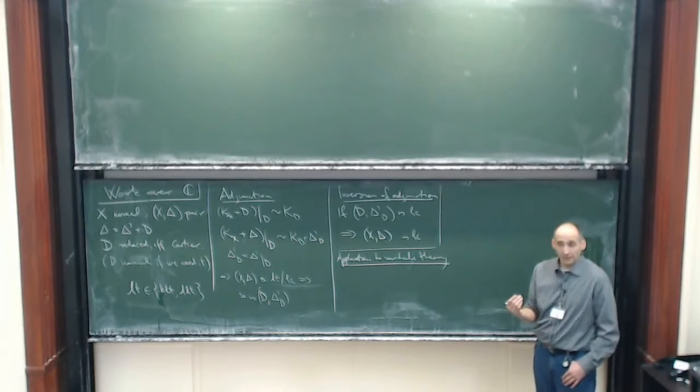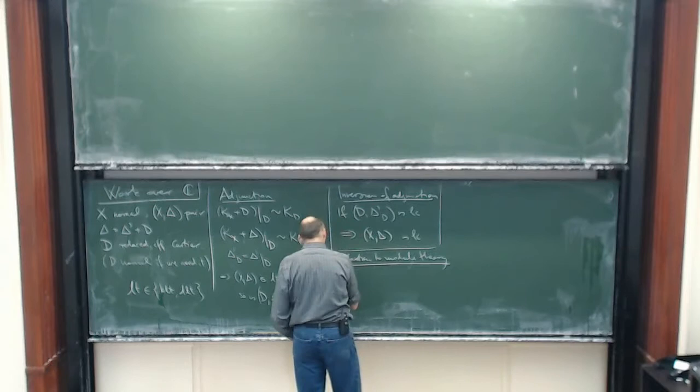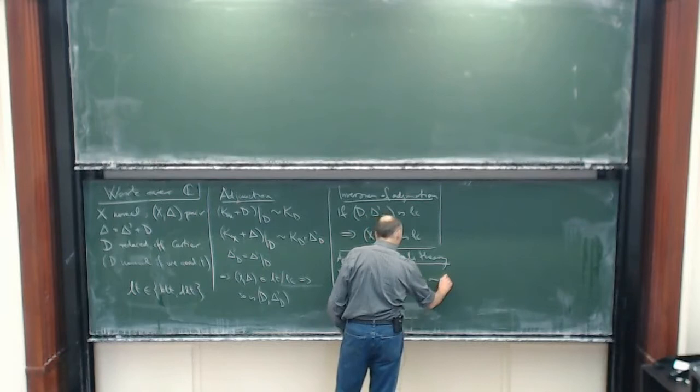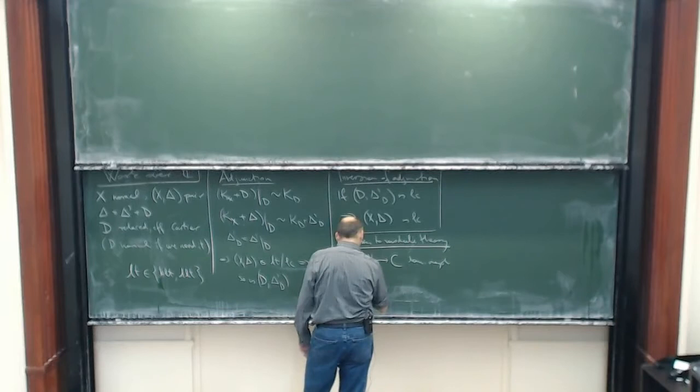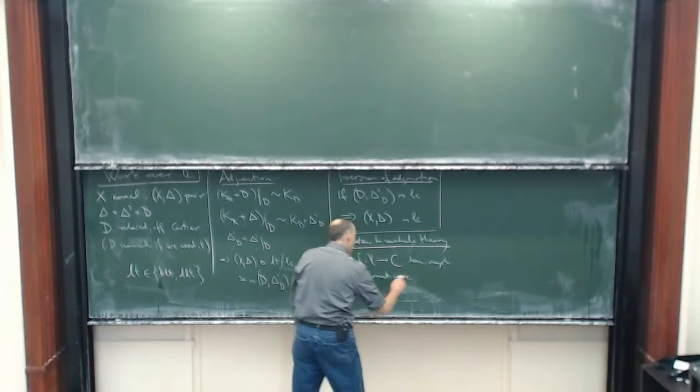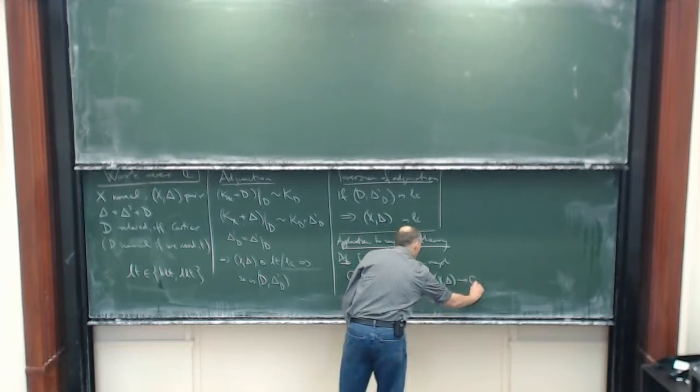Okay, so that leads to the notion of a log canonical morphism. So let's say that we have a dominant morphism where the target is a smooth curve, and X is still that, so there is a Delta. So we say that the map from the pair (X, Delta) to C is log canonical.